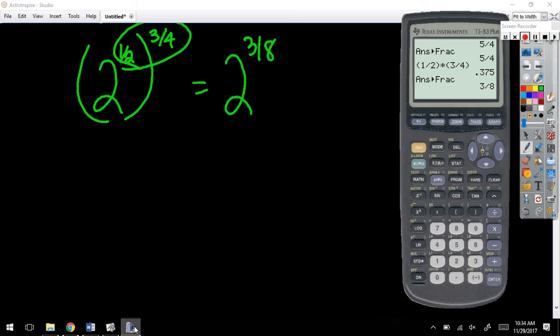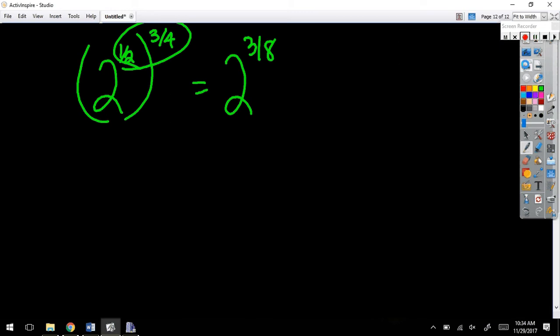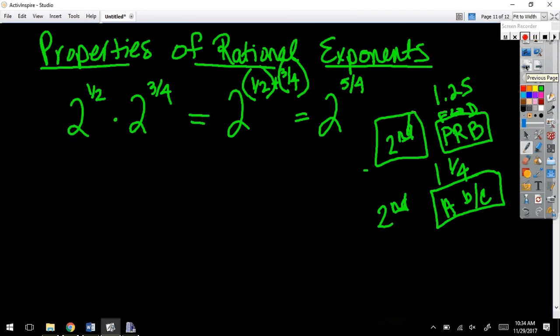I'm going through the 7 properties right now. What was the first one? Power of a product. You might want to label them, so you use it like this. Label them, this is property number 1.